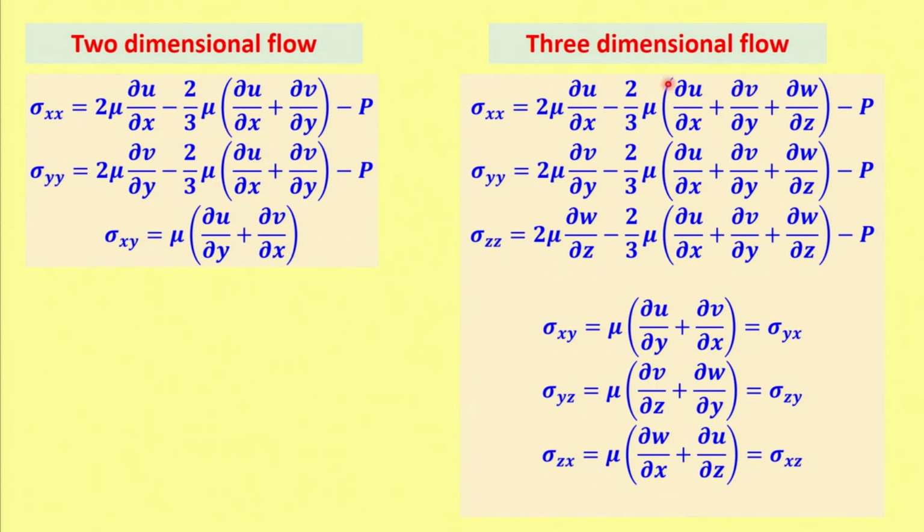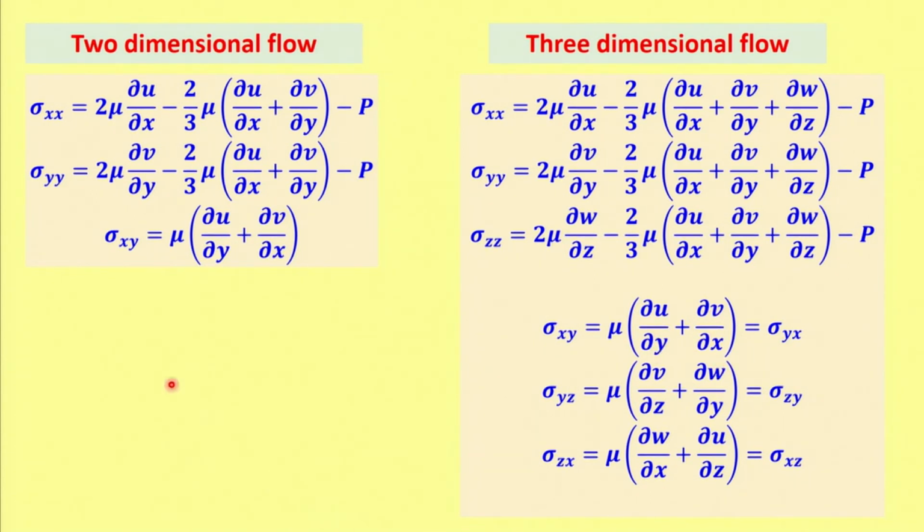Now if I extend it to three-dimensional flow, it is going to remain the same. 2 mu del u by del x minus 2 by 3 mu del dot v, that is del u by del x plus del v by del y plus del w by del z, and you can derive sigma zz also this way. So you get sigma xy equal to mu of (del u by del y plus del v by del x).